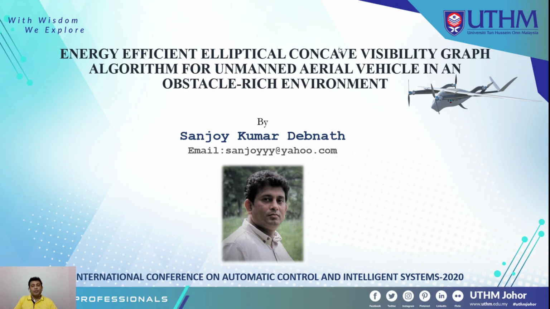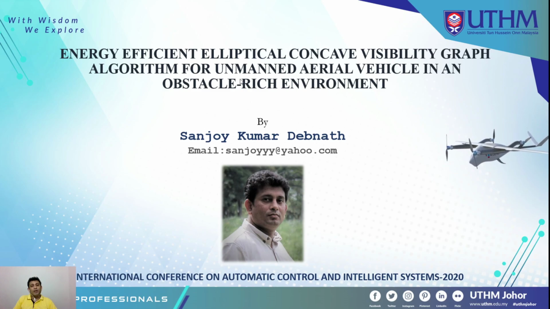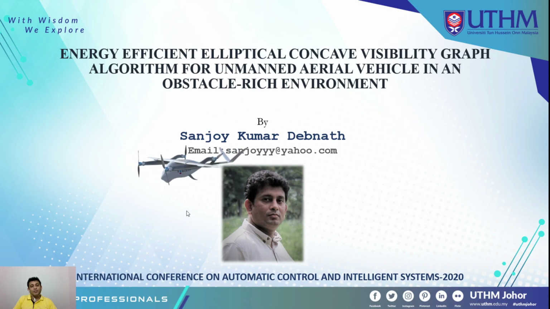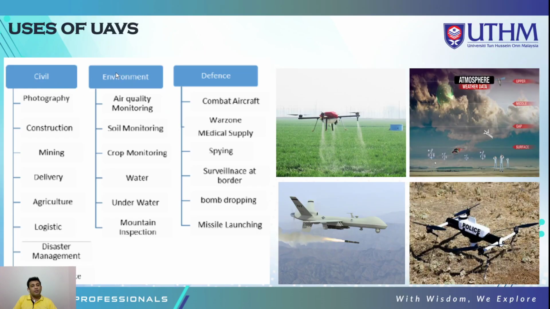Here, elliptical concave means it is an elliptical shape. Visibility graph is a planar algorithm, and an unmanned air vehicle is a small drone like this picture. You can see this is a moving picture, and this can be controlled from the ground. Nowadays it is used in civil environments and defense systems. You can see in the picture how they are using it.